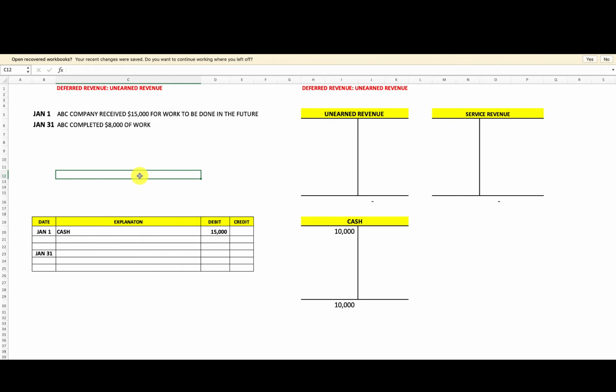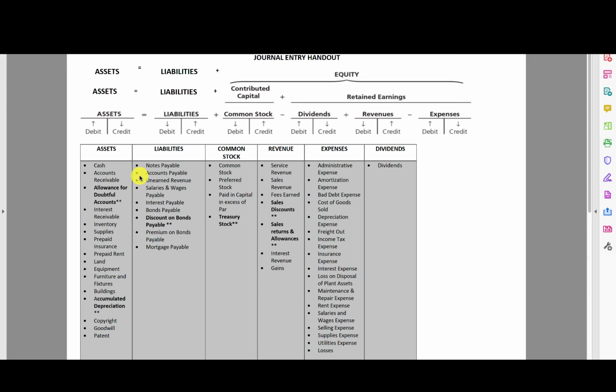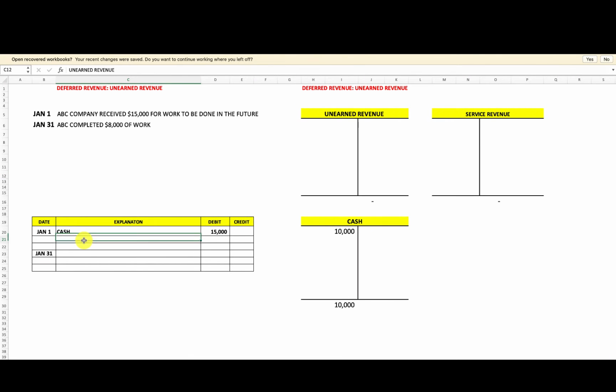And then what did ABC Company give? ABC Company didn't give anything. They gave a promise to do work later, and there's an account for that. It's called unearned revenue. It's a liability, right? So unearned revenue is a liability, so that is going to be our credit.